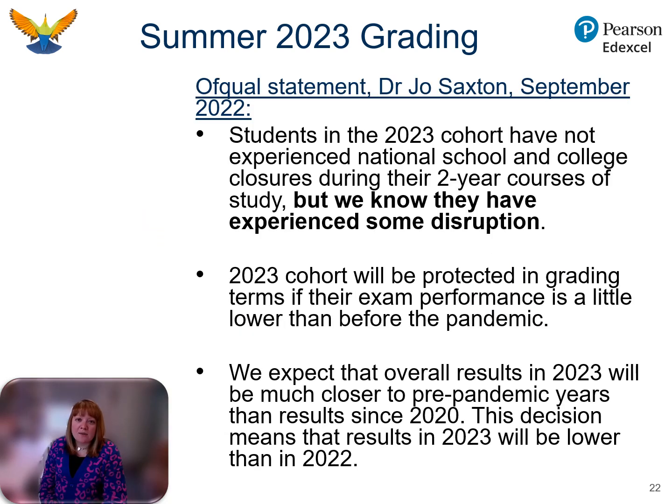What you see on screen now is taken from an Ofqual statement in September 2022. It said that students in the 2023 cohort have not experienced national school and college closures during their 2-year courses of study, but we know they have experienced some disruption. The 2023 cohort will be protected in grading terms if their exam performance is a little lower than before the pandemic. And it was expected that overall results in 2023 will be much closer to pre-pandemic years than the results since 2020. And this decision means that results in 2023 will be lower than in 2022.